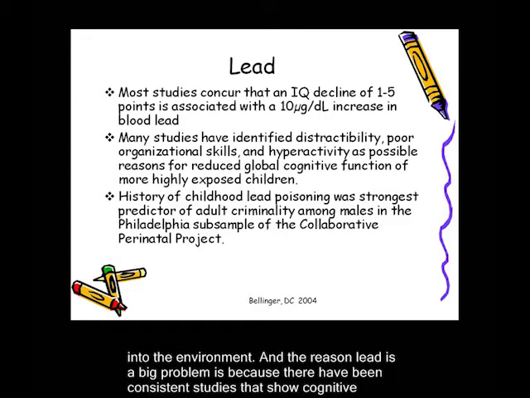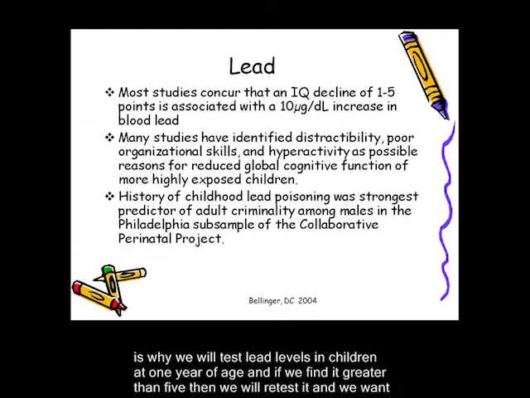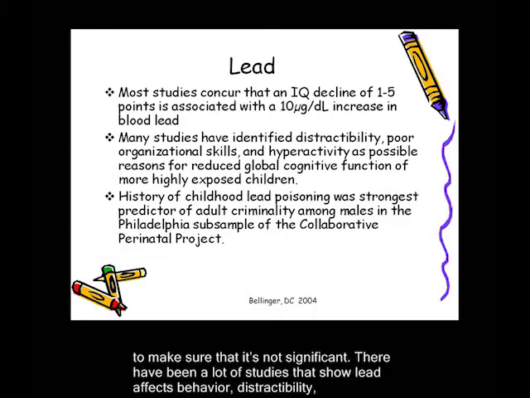And the reason lead is a big problem is because there have been consistent studies which show cognitive functioning declines with spikes in lead levels. And currently, we want to keep lead levels under 5 micrograms per deciliter. And this is why we will test lead levels in children at 1 year of age, and if we find it greater than 5, then we will retest it, and we want to make sure that it's not significant.